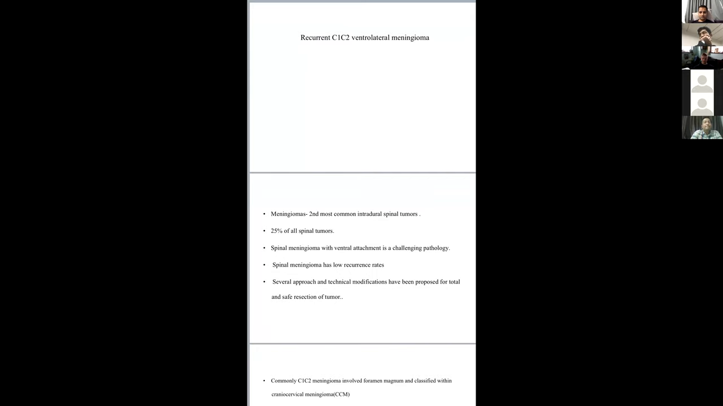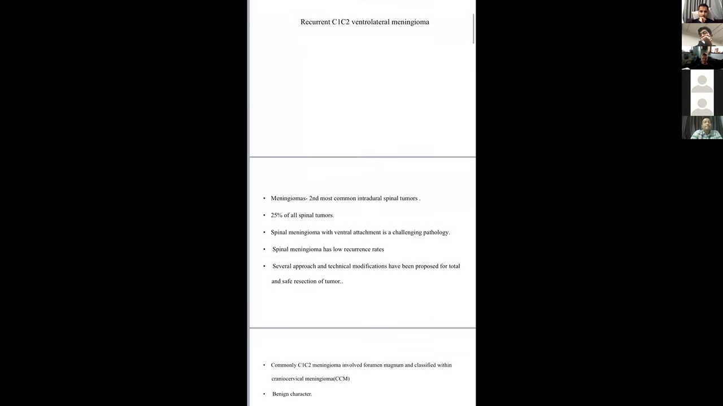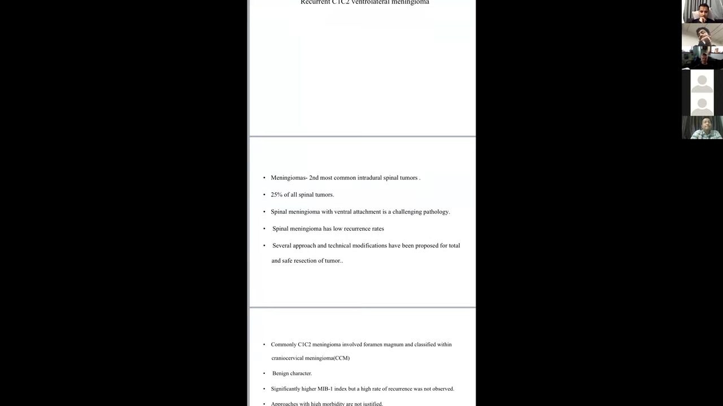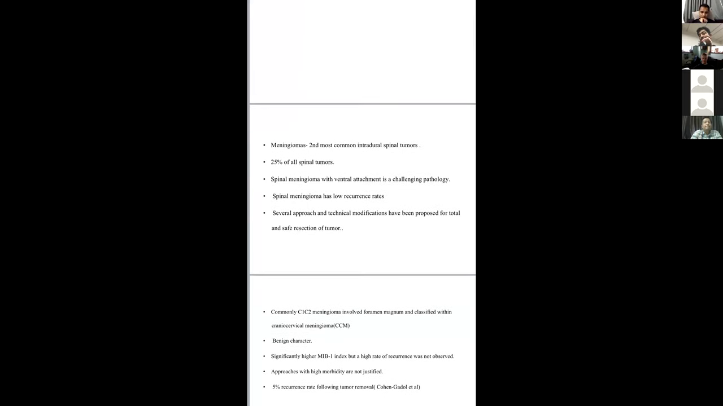So I am presenting this small case which was operated last week at Benton Hospital. It's a recurrent C1, C2 ventral meningioma. Basically, meningioma is the second most common intradural spinal tumor, 25% of all spinal tumors here. And with ventral attachment, it is a very challenging pathology.